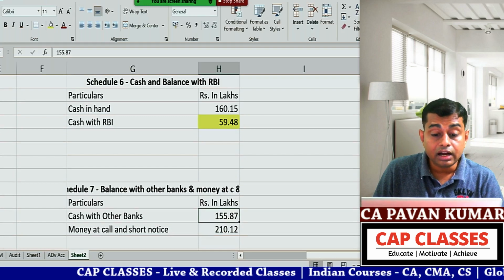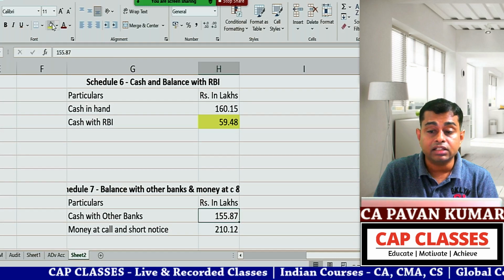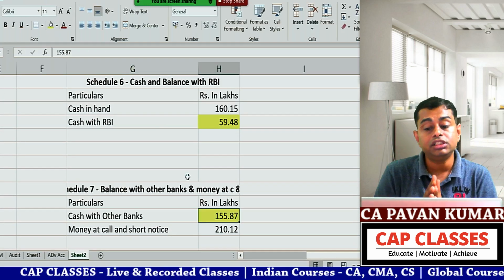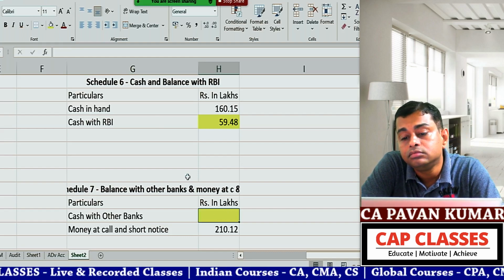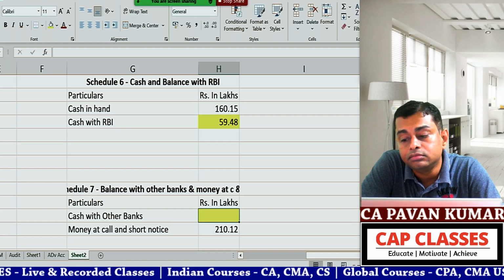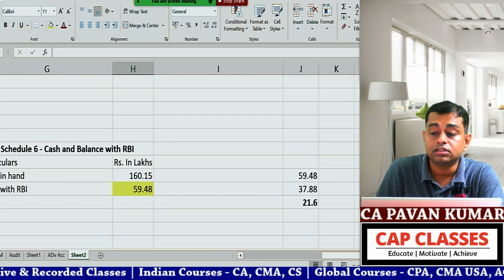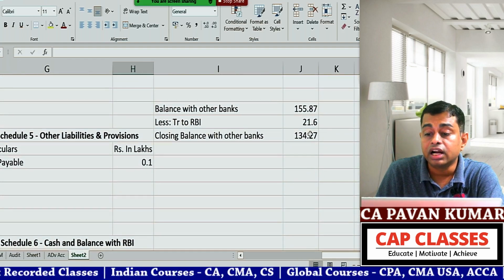Now here cash with other banks. This also changed. We cannot write 155.87 now. So how much should I subtract? The 21.6. So what should be the amount? 134.27.